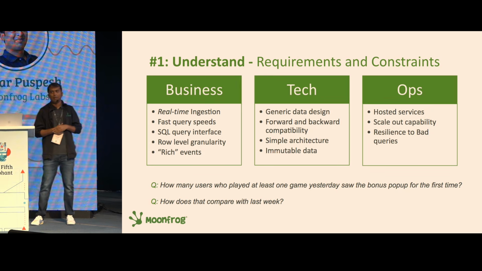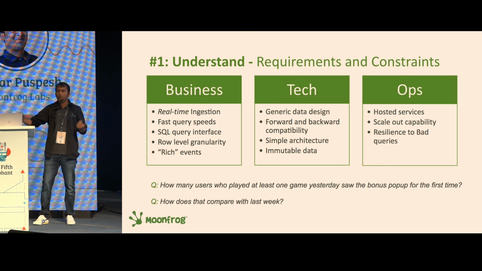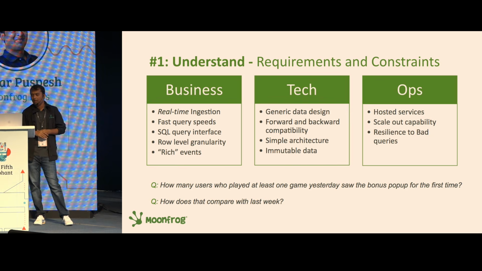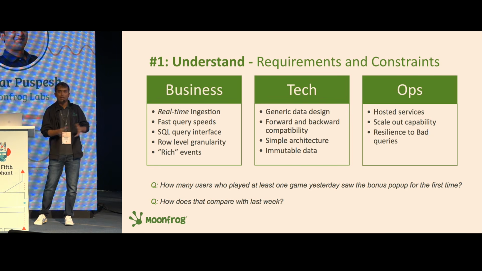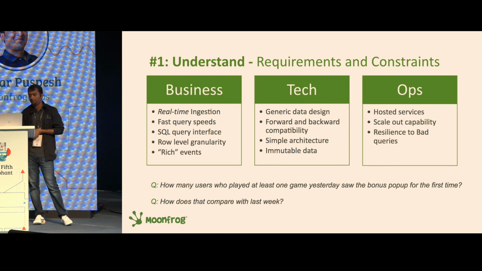Forward and backward compatibility, very important because we are upgrading our products continuously. The product is not going to look like how it looked on day one after a month itself. So you want full compatibility, and a simple architecture so that it's easier to manage. Too much complication will be a distraction from the actual products itself.